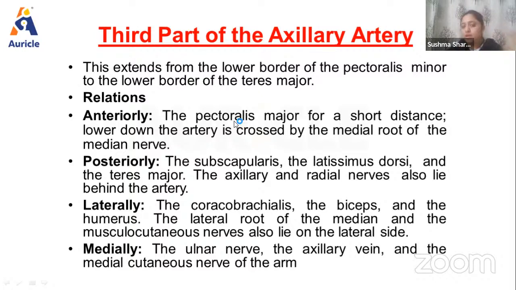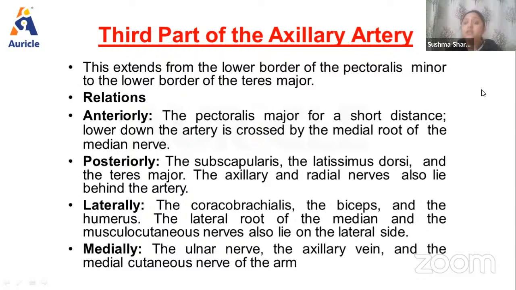Again, guys, look at the pattern over here also. Anteriorly, the third part is bound by pectoralis major. Posteriorly, the same muscles: subscapularis, latissimus dorsi, and teres major. The reason why I have kept this class today towards the end is to show you the kind of pattern that exists in anatomy. You were studying the boundaries of the axilla, right? Now you are studying the third part of the axillary artery. What are you seeing? The boundaries and the relations are the same.